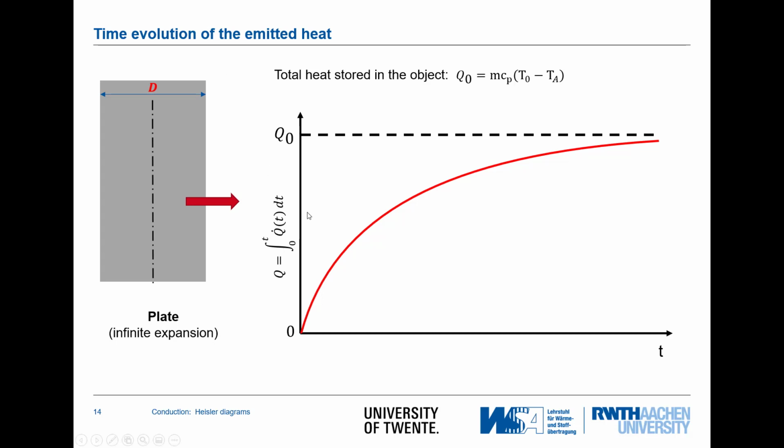So we see here on the axis the total heat that is released from 0 to time t, the heat flux q dot integrated over time. And the total heat that is stored inside the object is Q0, and Q0 is also equal to the heat capacity times the mass times the temperature difference between initial temperature and ambient temperature. How can we do that now in the Heisler or dimensionless diagram?